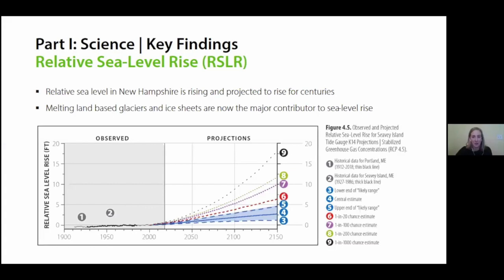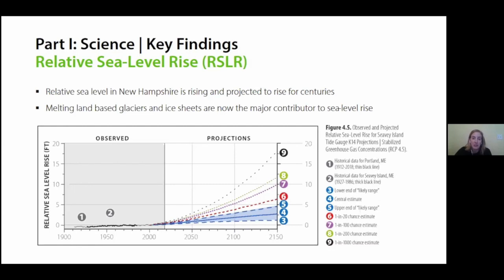Okay, so part one starts with a summary of sea level rise science. It states that relative sea level rise, often given the acronym RSLR, which is the localized sea level rise for a specific area, in this particular case coastal New Hampshire, is rising and is projected to continue rising for the foreseeable future, beyond the year 2150, which is the extent of the timeline on this particular chart.